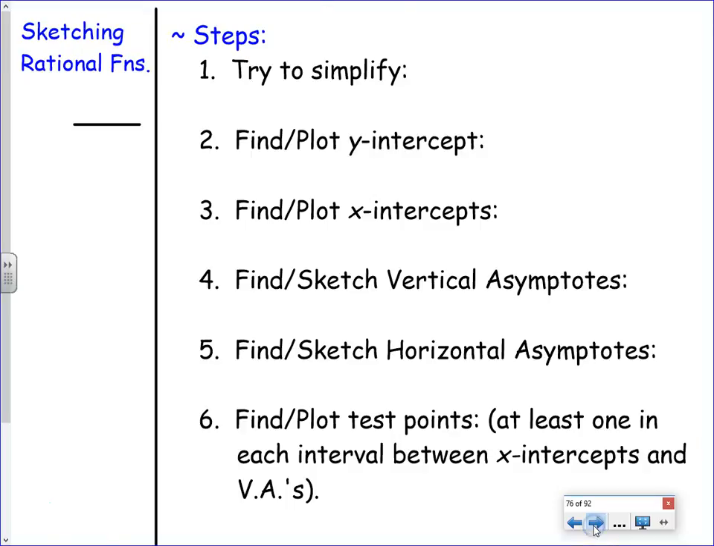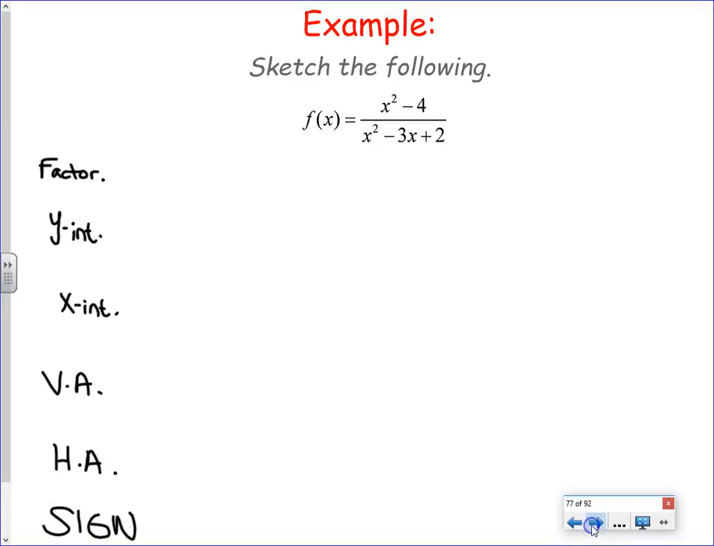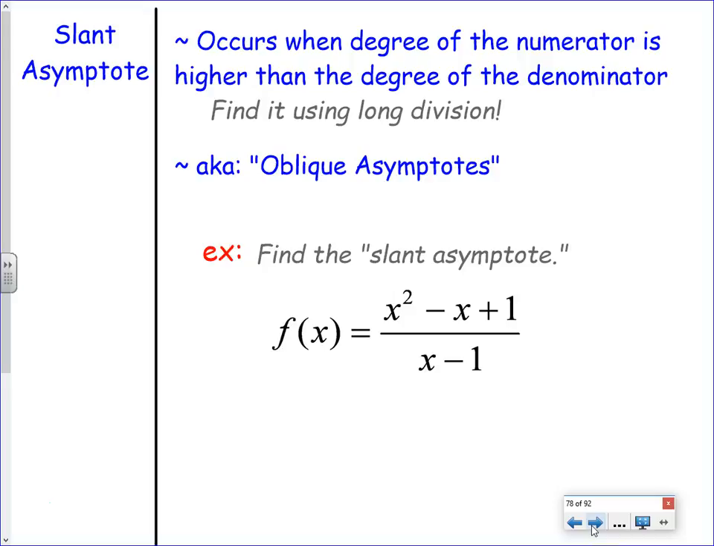Hold on. Oh my gosh. Let's pause. Let's go to the slanty asymptote. Slanty one. Slanty one. See, I told you we were going to finish it today.